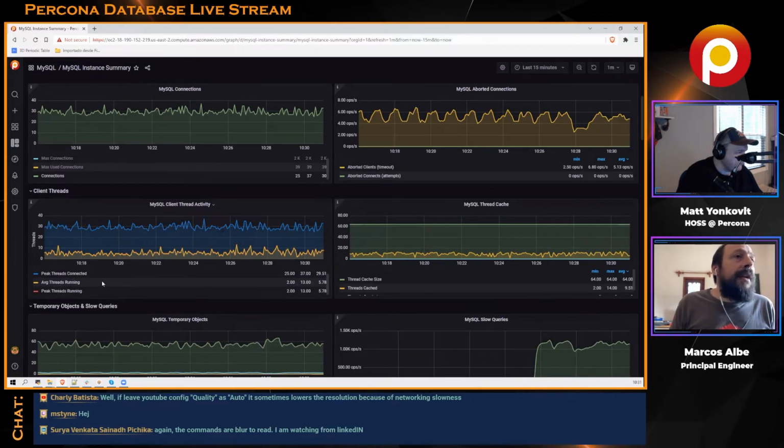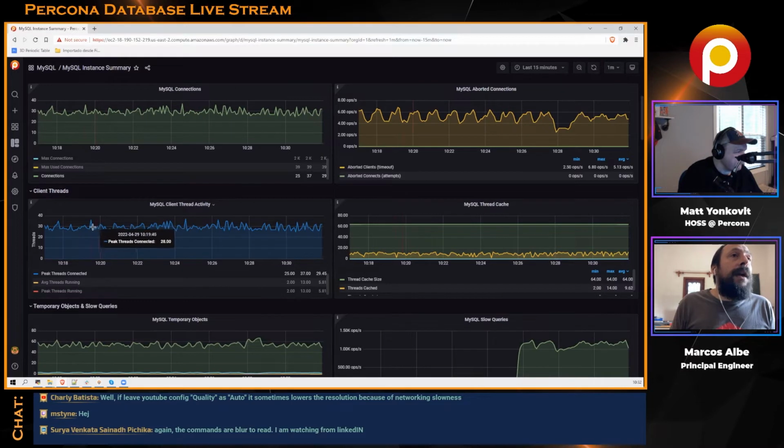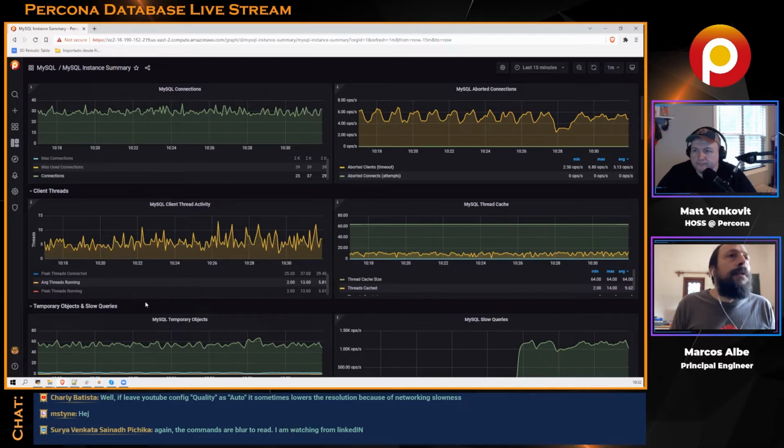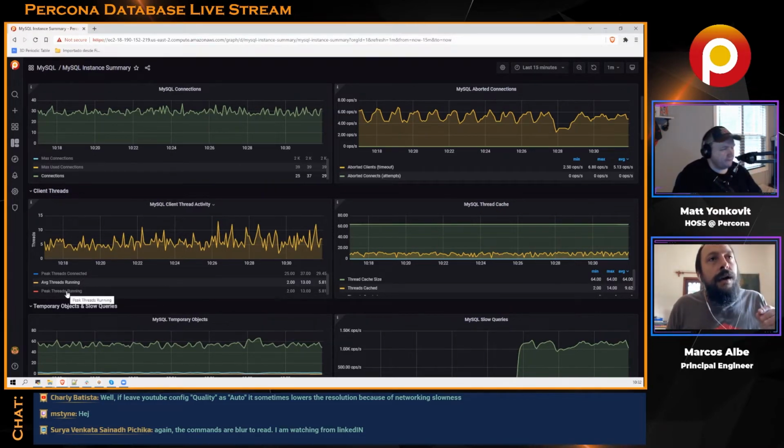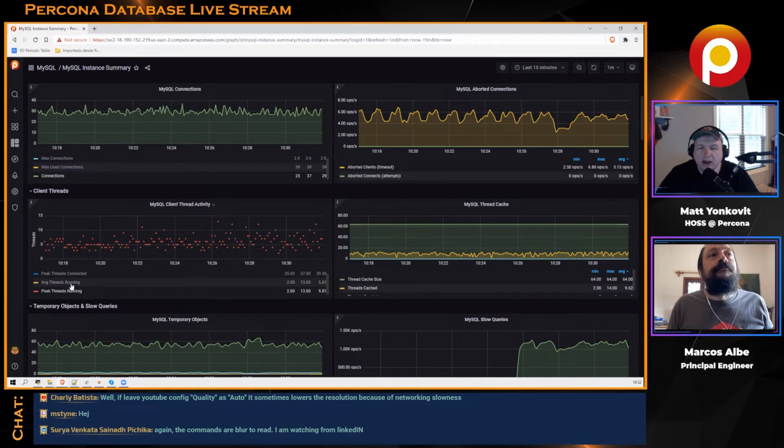Then peak threads connected and average threads running. These are pretty important. The way this changes and the way connections change are telling me about the arrival rate and the residency time. And these are telling me about actual concurrency. When someone is asking how much concurrency your database is having or is withstanding or is serving, I'm not sure what word you would like to use, but concurrency in MySQL is threads running. So how many are active at any one time?